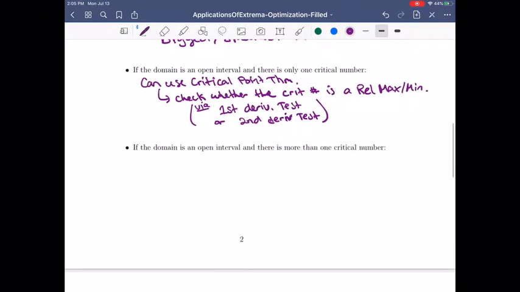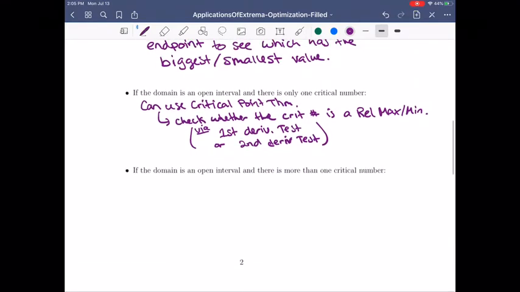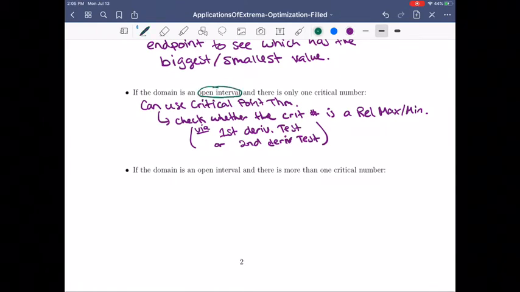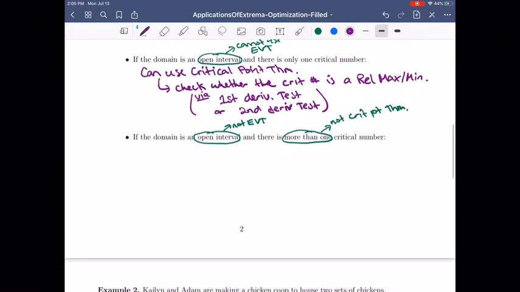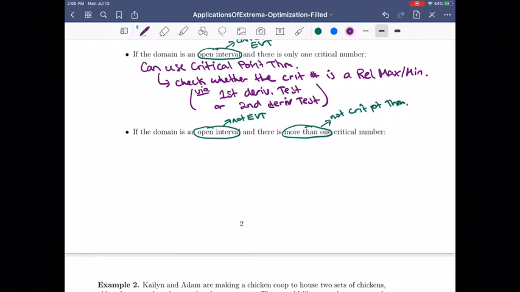Now, if you have an open interval, maybe I should just write this. So open interval, what I mean by this is essentially you cannot use EVT. Okay, so in this last case, you have an open interval, so you're not using EVT, the extreme value theorem, and you have more than one critical number. That means you cannot use the critical point theorem. Then what you have to do is basically try to use the critical point theorem.